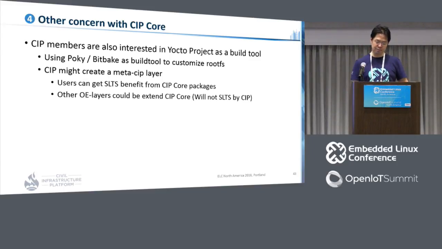I also would like to mention some CIP members are also interested in the Yocto project. They want to use BitBake with CIP-based components. So now we decided that Debian is the primary distribution, and Debian source code has 5-year support. So to have this benefit with the Yocto project, we consider making maybe a meta CIP layer. But this is a kind of ongoing project.